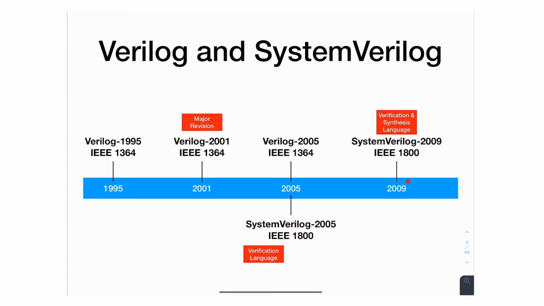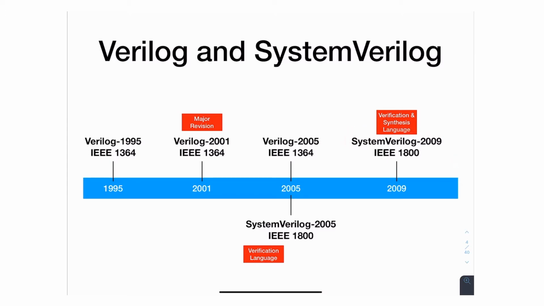Later on in 2009, it got a little bit confusing. They merged both standards, 1364 and IEEE 1800, into IEEE 1800, and they made SystemVerilog the official language that actually has verification and synthesis together. So Verilog stopped existing as a separate standard after 2009. You still write Verilog, and if you're writing Verilog, chances are you're writing Verilog 2001 or Verilog 2005. Most likely it's 2001.